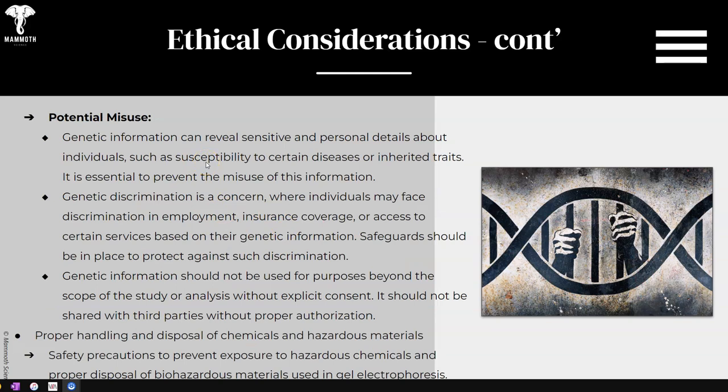Is there potential misuse? Absolutely. Genetic information can reveal sensitive and personal details about individuals. They may face discrimination in employment, insurance coverage, access to certain services. Safeguards should always be in place, and proper handling and disposal of someone's genetic material is essential.